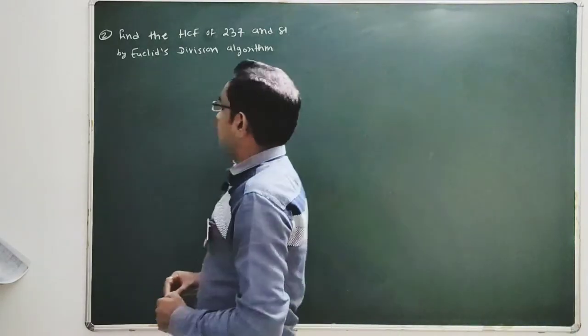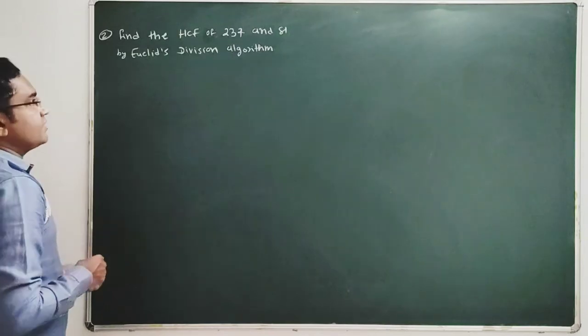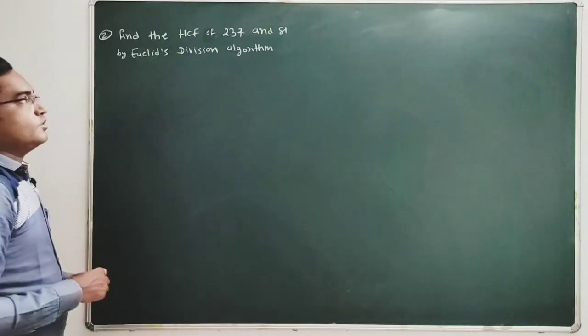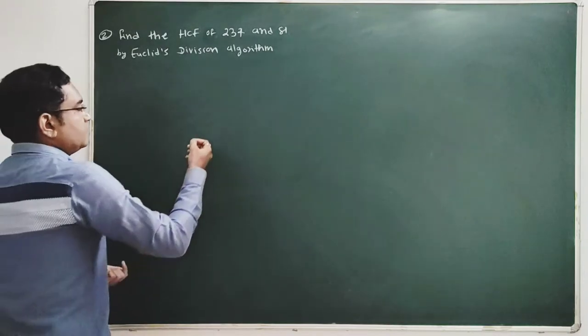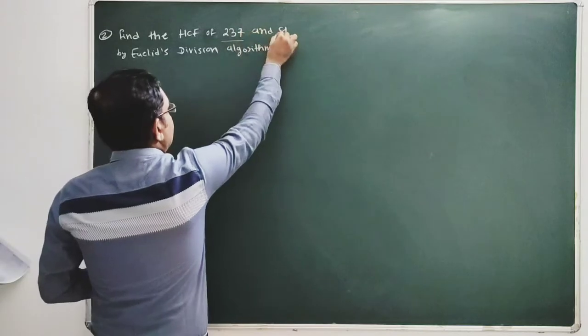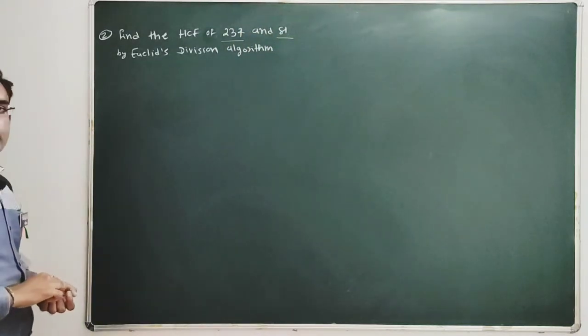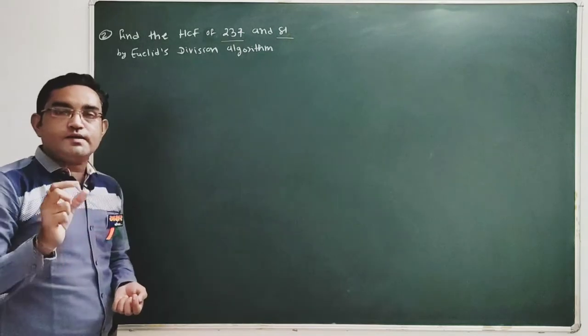Okay students, now question number 2. Find the HCF of 237 and 81 by using Euclid's division algorithm. So the given two numbers are 237 and 81. To find the HCF of these two numbers by using Euclid's division algorithm, first we have to find which number is greater.